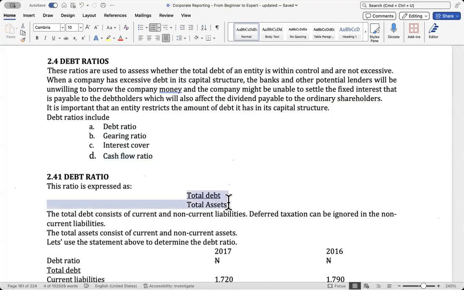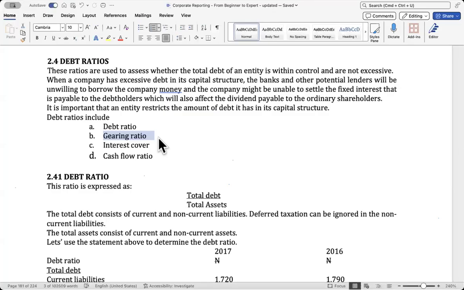Debt ratio looks at total debt on your total assets, which is the proportion of your assets that is financed with debt. Gearing ratio, which is also called leverage ratio, looks at the proportion of debt in your capital structure, which is debt over debt plus equity. And for gearing ratio, the focus is always on interest-bearing debts, meaning debts that you pay interest on. So you don't just take all debts, you don't just take all non-current liabilities. You take only the ones that have fixed interest attached to them.